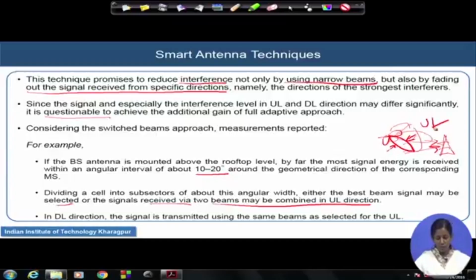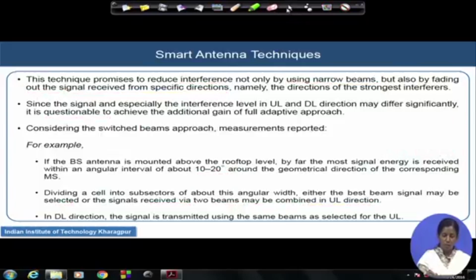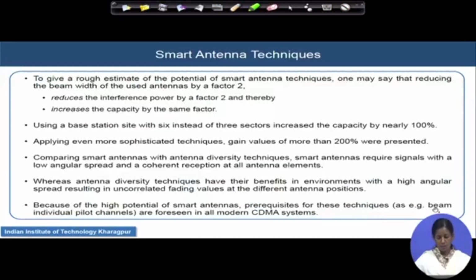In the downlink direction, the signal is transmitted using the same beams as selected by the uplink, because uplink is more critical. And remember, once you choose the same beam for the downlink as you have chosen for the uplink, then you consider that the channel condition is not changing during the uplink and downlink, which is sometimes too critical for the practical approach. We do not always get that kind of situation truly.